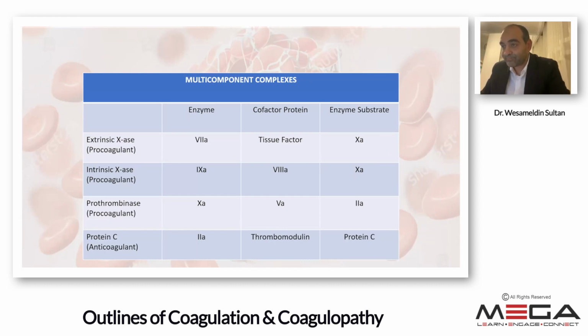The multi-component complexes, they introduce that to explain the intrinsic and the extrinsic pathways. They said that we have 3 procoagulant complexes and 1 anticoagulant complex. Each complex has enzyme, cofactor protein, and enzyme substrate. So these are the 3 procoagulant: the extrinsic 10As, which stands for factor 10, 10As, intrinsic 10As, prothrombinase, and the protein C anticoagulant.